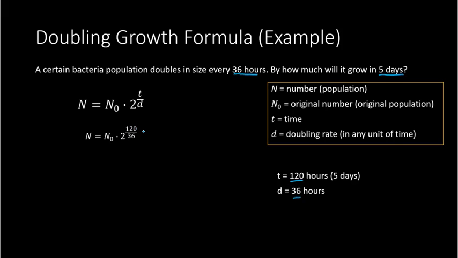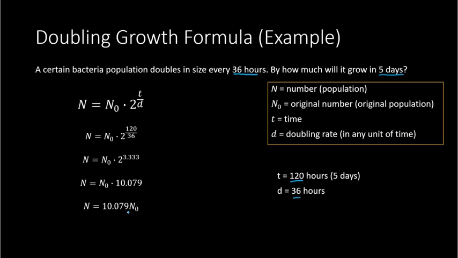Well, what is 120 over 36? That is 3 1/3, or 3.3 repeating. So our exponent is 3 1/3. So now we raise 2 to the 3 1/3 power, and you can type that in your calculator, and you're going to get 10.079. So if we put the 10.079 first, rearrange this, we would have N equals 10.079 times N sub 0.